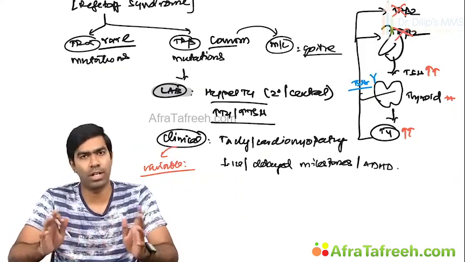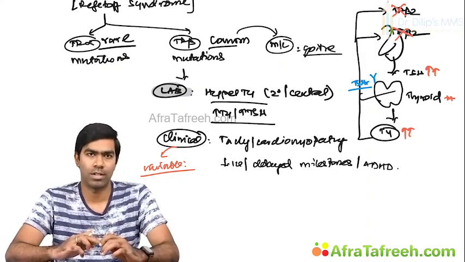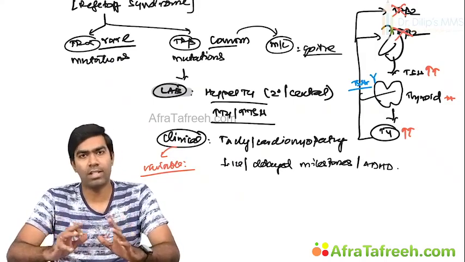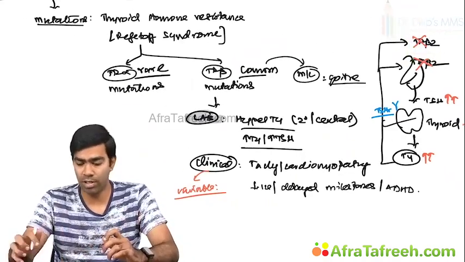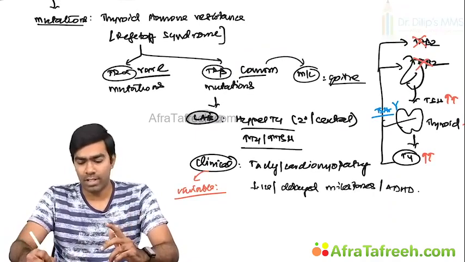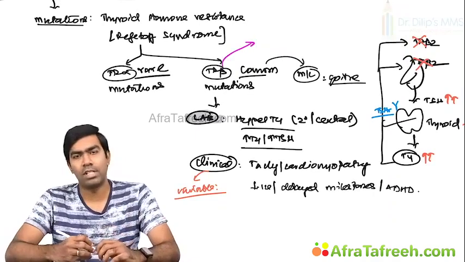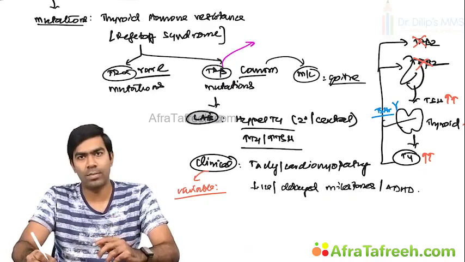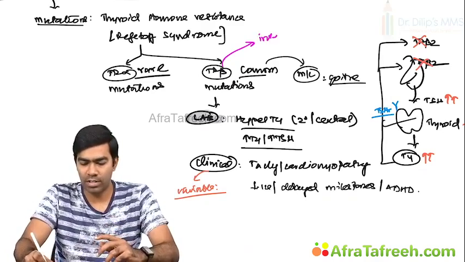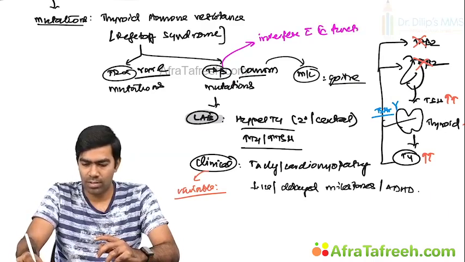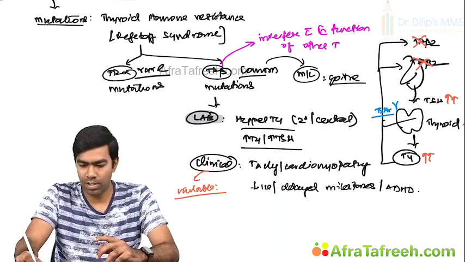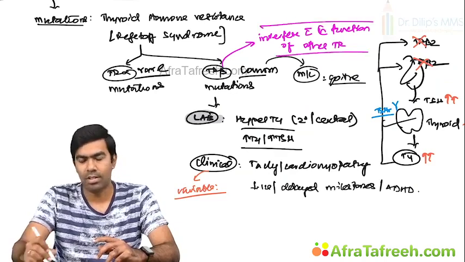Goiter is the most common clinical finding in these patients. But the actual clinical findings are highly variable, considering which organ is susceptible. And very importantly, there is one effect that is seen with these TR beta mutations. This mutated TR beta can actually interfere with the normal functioning of other thyroid hormone receptors, even normally functioning thyroid hormone receptors.